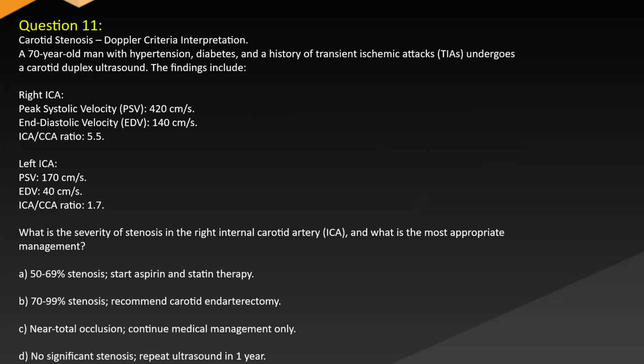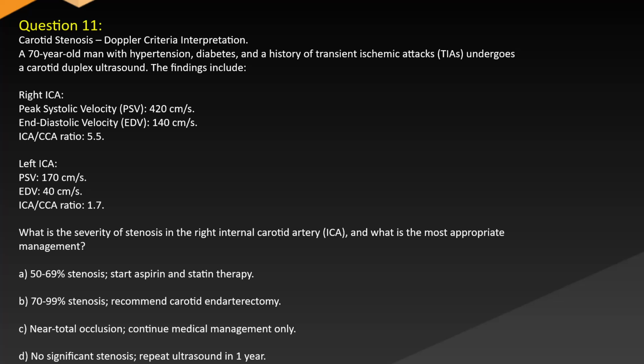Question 11. Carotid stenosis. Doppler criteria interpretation. A 70-year-old man with hypertension, diabetes, and a history of transient ischemic attacks (TIAs) undergoes carotid duplex ultrasound. The findings include right ICA peak systolic velocity (PSV) 420 centimeters per second, end diastolic velocity (EDV) 140 centimeters per second, ICA/CCA ratio 5.5. Left ICA PSV 170 centimeters per second, EDV 40 centimeters per second, ICA/CCA ratio 1.7.